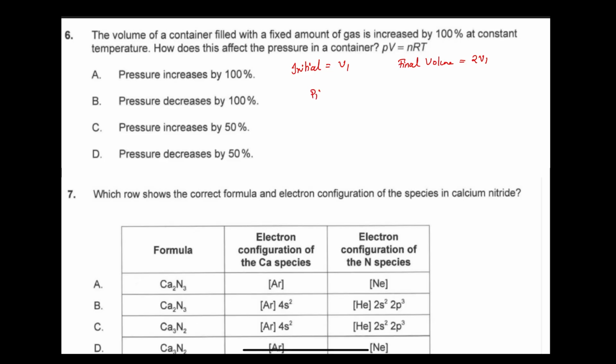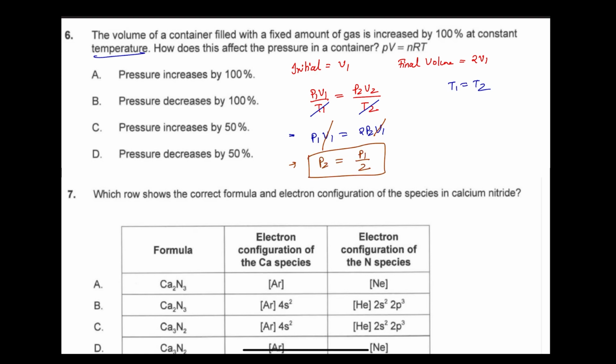So you can do P1V1/T1 equals P2V2/T2. This is the equation of state. We can use this directly. It's at constant temperature, so T1 should be equal to T2. We can cancel this out. So P1V1 equals P2 times twice V1. Now you can cancel V. So P2 would be P1/2. So your final pressure is 50% of the initial pressure. So I can say pressure decreases by 50%, which is option D.